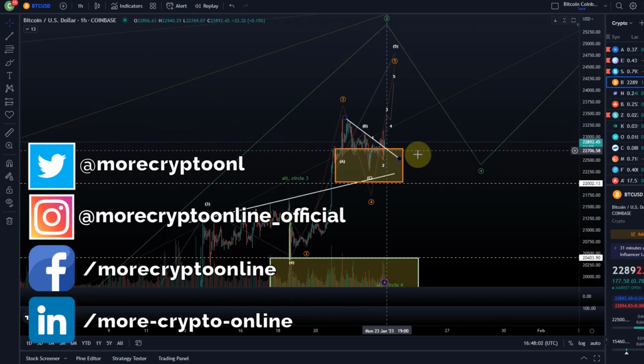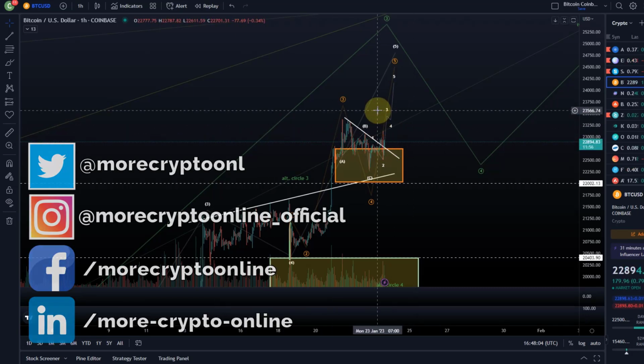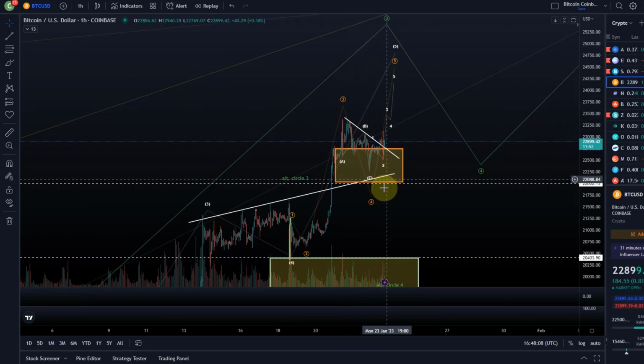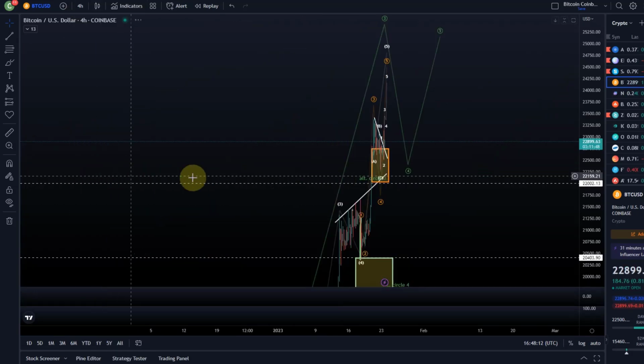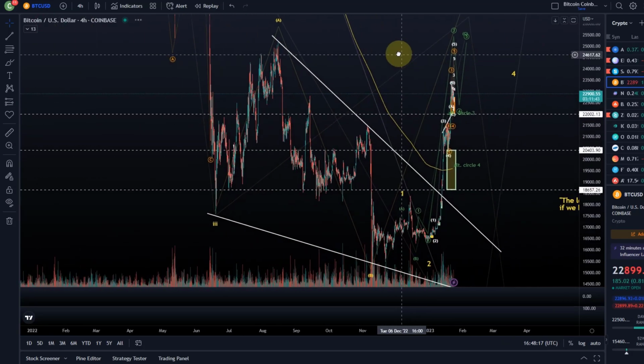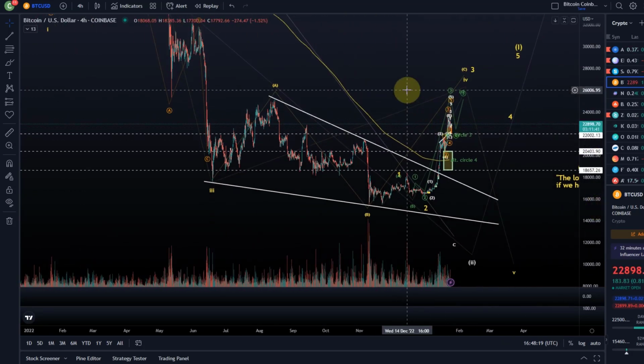We did have a little bit of volatility just after the US markets opened today. So we're going to take a look at what Bitcoin is doing. I want to start with a 4-hour time frame and take a look at the movement since July. And then we are going to take a look at the lower degree time frame.